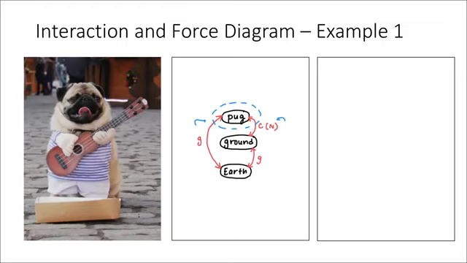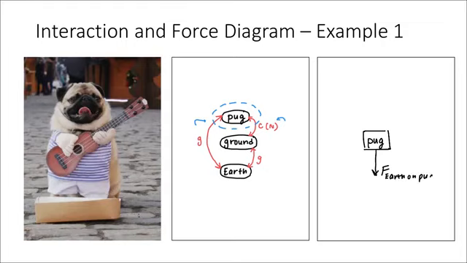So to begin drawing my force diagram, I'll show a box on the right, and inside that box, I'll write pug, because we're looking at all of the forces acting on the pug. Then I'll show the two forces I identified earlier, gravity from the earth and the contact force from the ground. Now I know gravity is going to point down, so I'll show that with a downward arrow, and I'll label that force earth on pug.